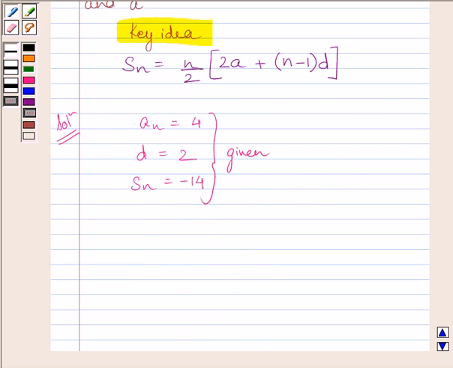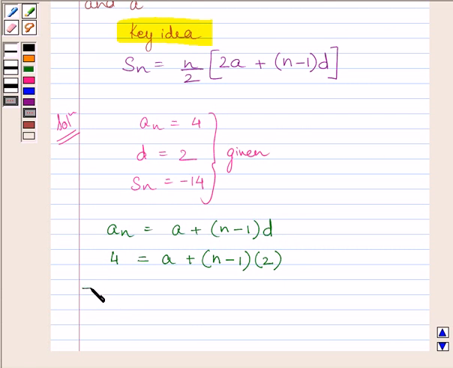Now we know nth term of AP, that is an, is equal to a plus n minus 1 multiplied by d. Here a is the first term of AP and d is the common difference. Now we know an is equal to 4, so we will substitute 4 for an. This is equal to a plus n minus 1 multiplied by 2. We know common difference is equal to 2, so we have substituted 2 for d.